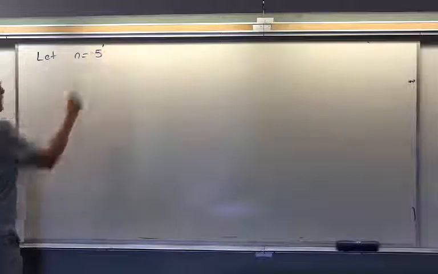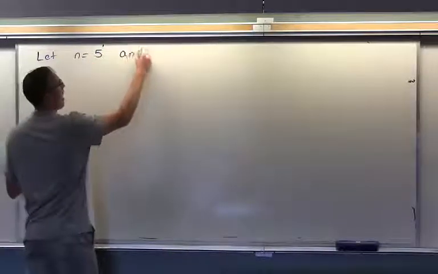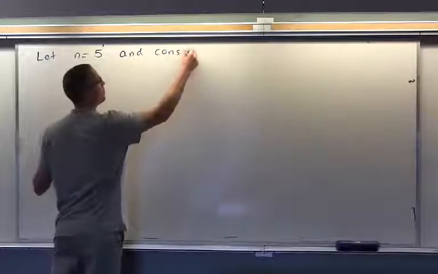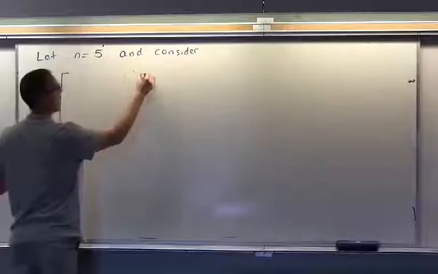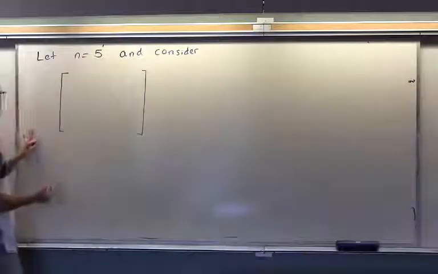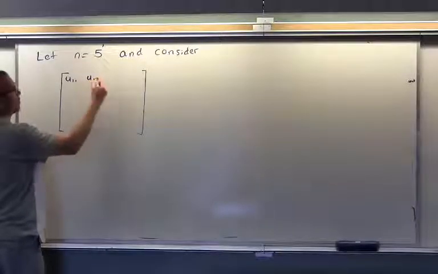In order to construct this algorithm, we're going to start with a special case, which is going to be the n equal 5 case, and consider what a 5 by 5 upper triangular matrix would look like. Let's do it by rows, I suppose.